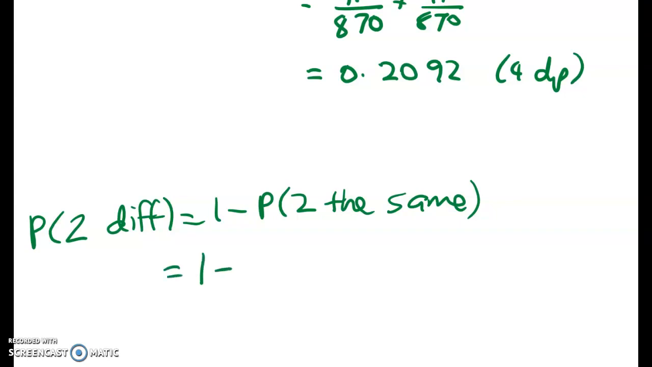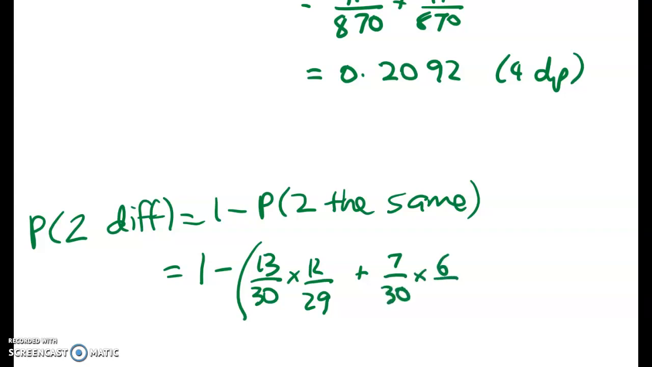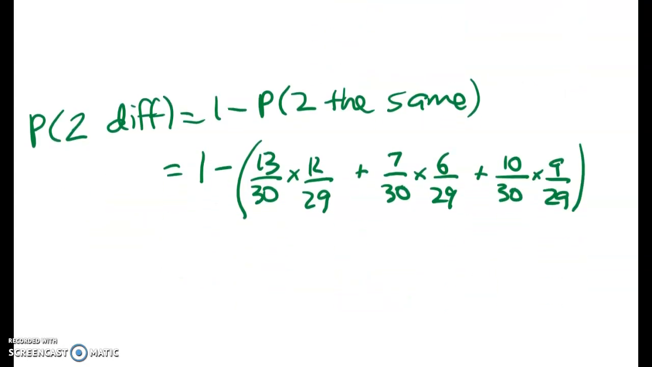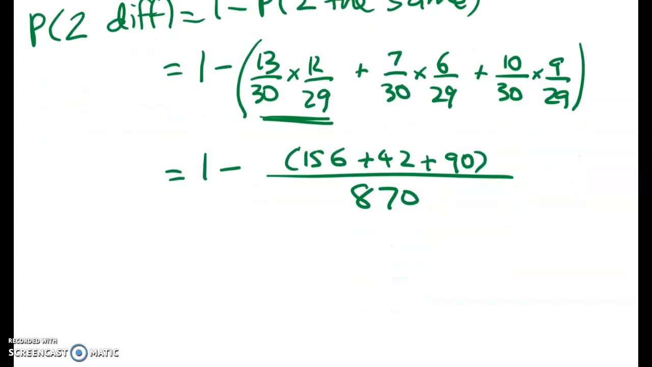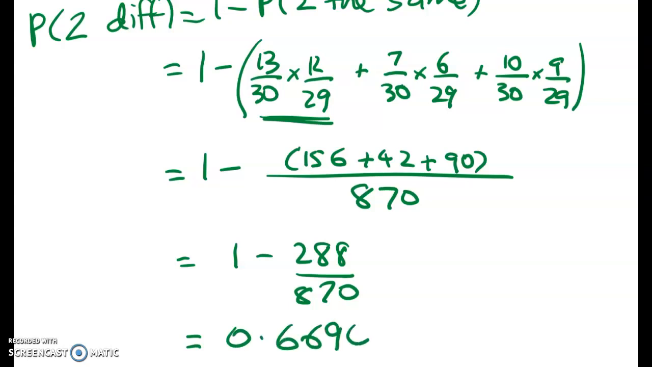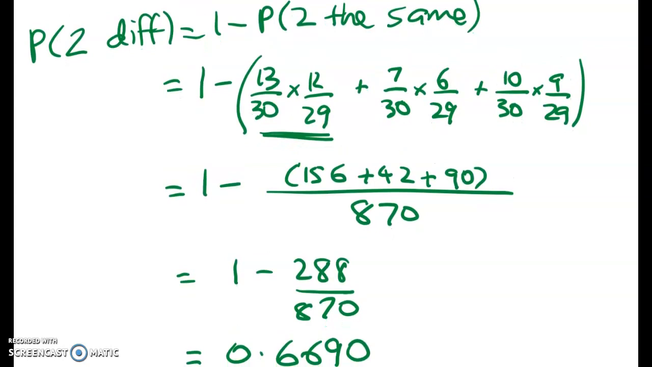So that's equal to 1 minus 13 over 30 times 12 over 29 plus, for the white raspberry, 7 over 30 times 6 over 29 plus 10 over 30 times 9 over 29. And adding those up, we get 1 minus, and we've got a common denominator here of 30 times 29, which is 870. And we've got 156 plus 42 plus 90, which gives me 1 minus 288 over 870, or 0.6690. Okay, so that's the probability of getting 2 that are different.